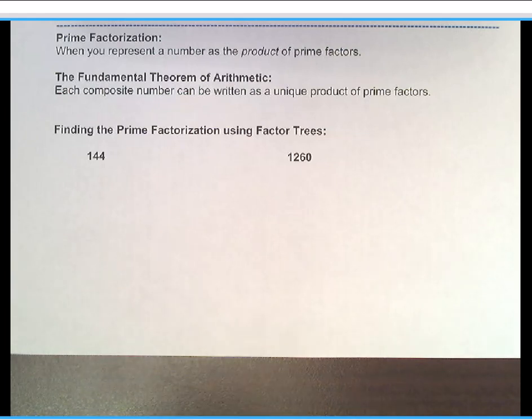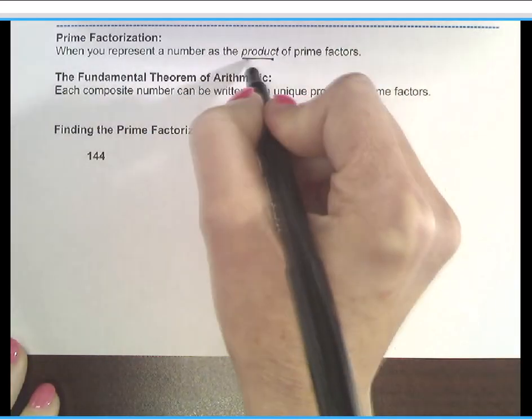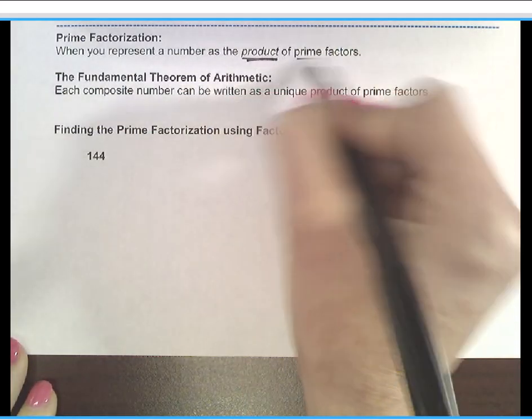The next big topic we're going to talk about is prime factorization. Prime factorization is absolutely something that you guys need to know how to do. And luckily, it's something that's pretty easy. I don't really find that students have a whole lot of trouble with this, so that's a good thing. So prime factorization is when you represent a number as the product, which means multiplication, of prime factors.